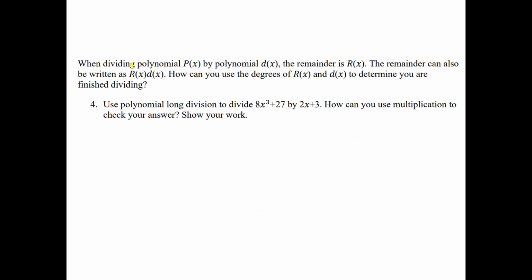Okay, so let's go on to number 4. When dividing polynomials p of x by polynomial d of x, the remainder is r of x. The remainder can also be written as r of x times d of x. Can you use the degree of r of x and d of x to determine are you finished dividing? So for number 4, use the polynomial long division, dividing this by this. How can you use multiplication to check your answer?